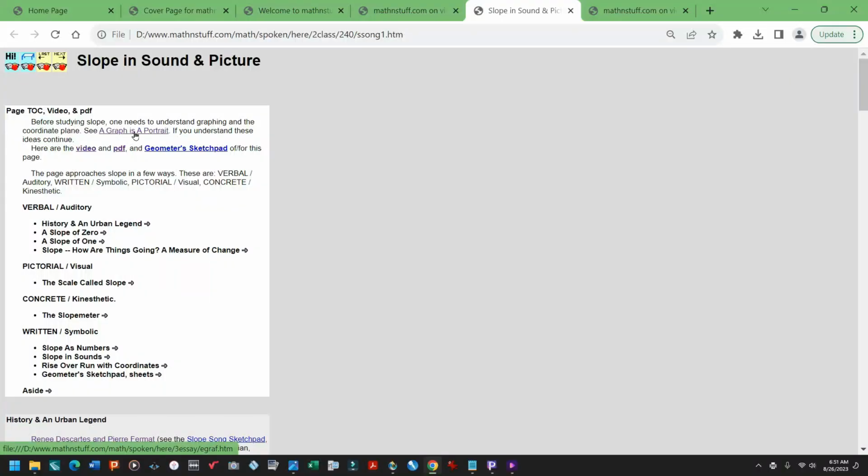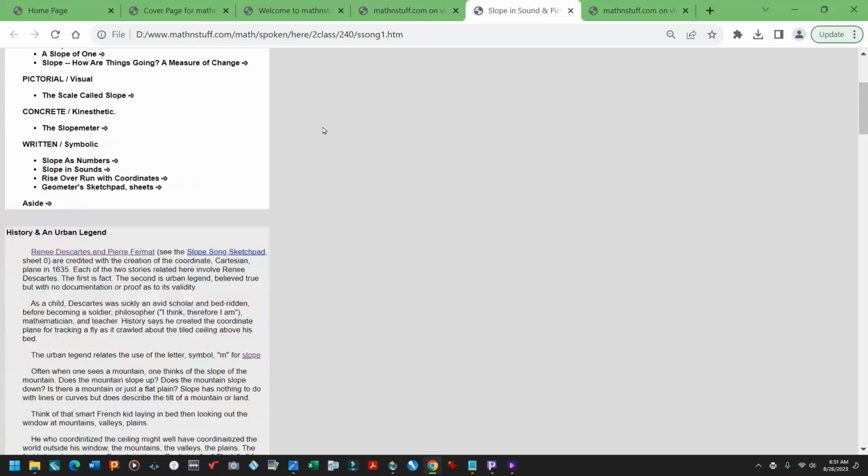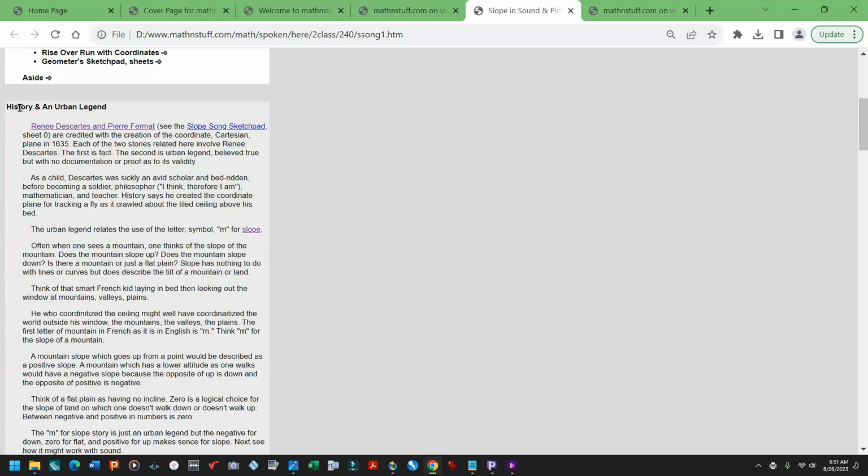If you don't know what a graph is, or don't know what the coordinate plane is, play with it before you use this page. According to history, Descartes and Fermat developed the coordinate plane. Descartes was a sickly child, looked up at the ceiling, mapped the progress of a fly, and created the coordinate plane based on the tiles in the ceiling.